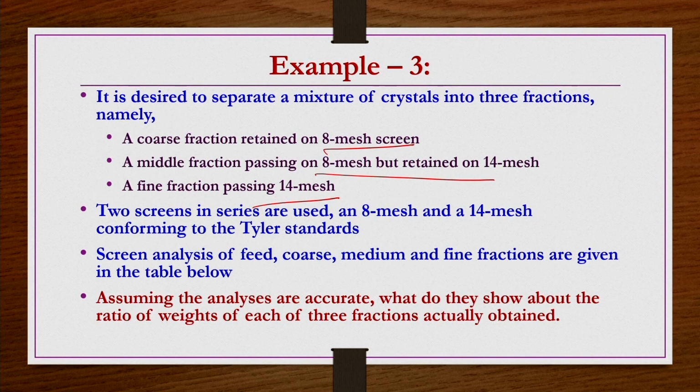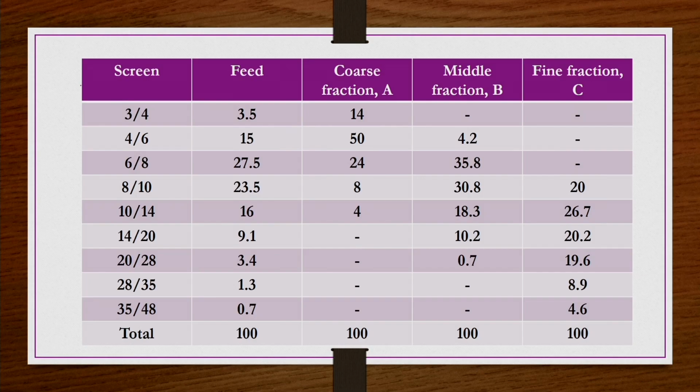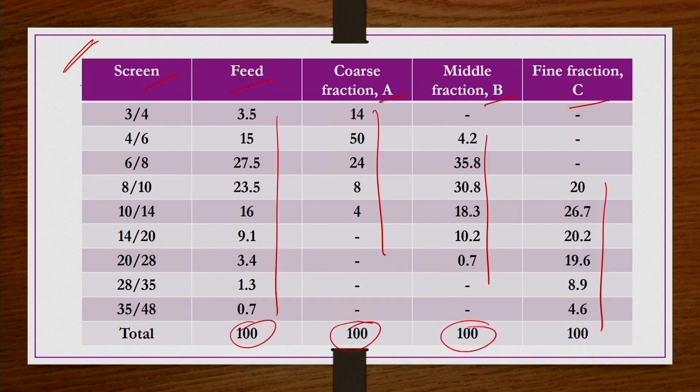Assuming the analyses are accurate, what do they show about the ratio of weights of each of the three fractions actually obtained? So, how much coarse material is obtained, how much medium, how much fine fraction is obtained, that we have to calculate with respect to the feed. So, let us take feed as a 100 kg basis. This is the table given, the screen versus feed and then coarse fraction, middle fraction and then fine fraction, their corresponding mass fractions are given here. They are not cumulative, but differential. So, when you add them together for all 4 cases, you get 100.